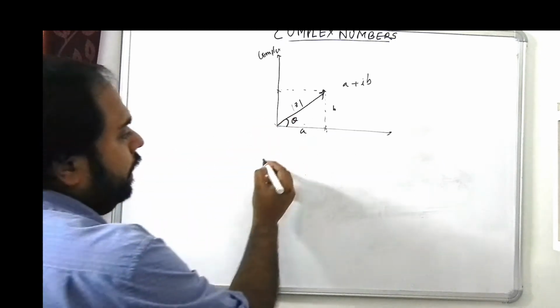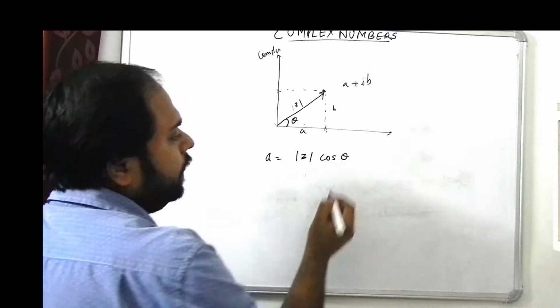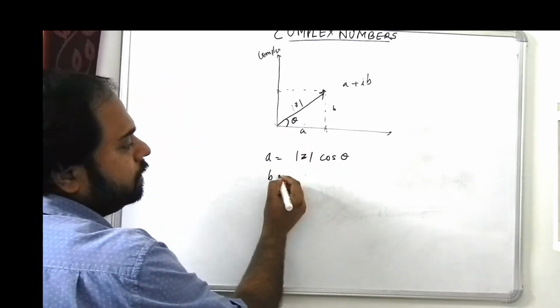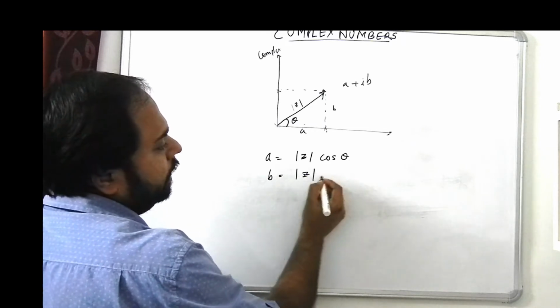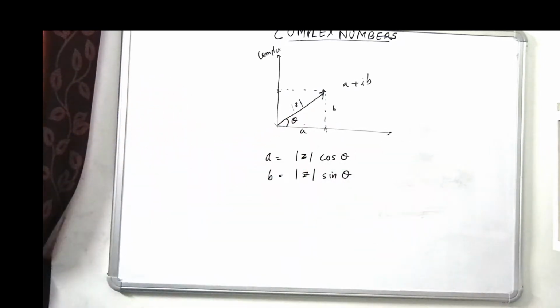If I write a is nothing but modulus of z cos theta, and b is nothing but modulus of z sin theta, so this is sin theta, this is cos theta, this we know from trigonometry.